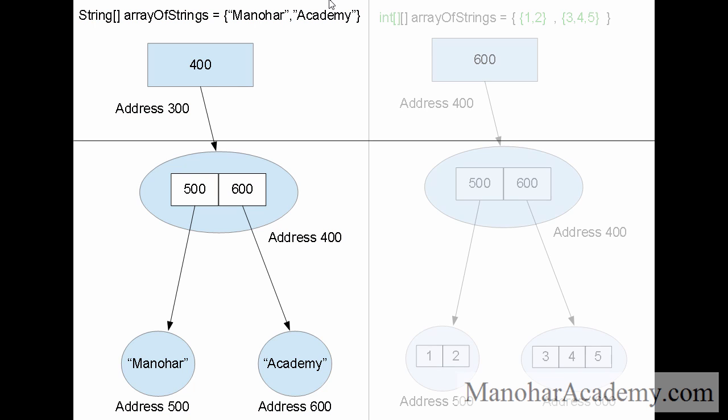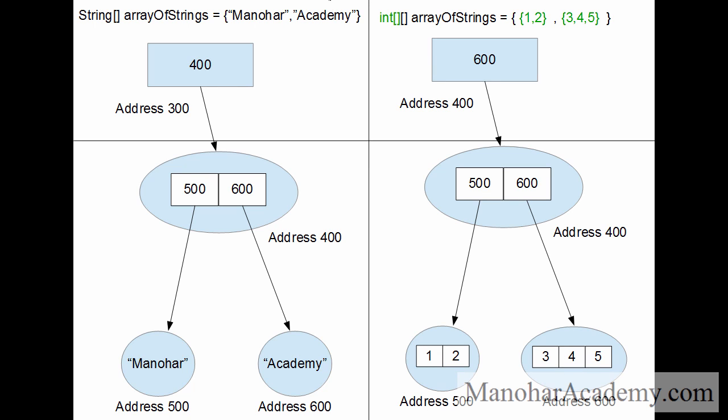Okay, both are objects. So here if you see, I just replaced string with array of integers. Also I replaced manohar with an array of integers, academy with an array of integers. So this is how we will form two-dimensional arrays that are having primitive values. Okay, so from this one, by comparing array of strings with array of integers, we can clearly understand how the memory is allocated for these arrays.